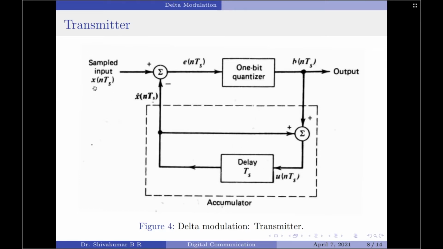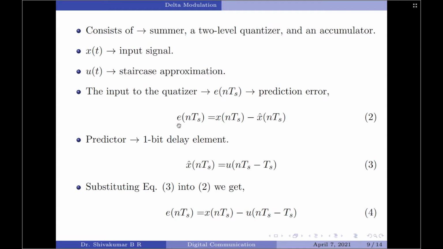The sampled input x(nTs) is said to be the unquantized version of the input signal, whereas x cap of nTs is the output of the accumulator, or we can also call it an approximation of the input signal. So the input to the quantizer, which is e(nTs), is the prediction error that represents the difference between the present sample value x(nTs) of the input signal and its latest approximation, which is x cap of nTs. Now I can relate these terms in an equation as e(nTs) = x(nTs) - x cap(nTs).